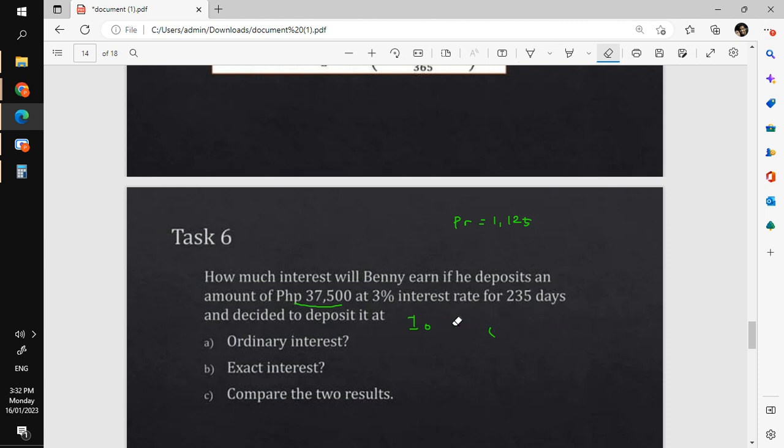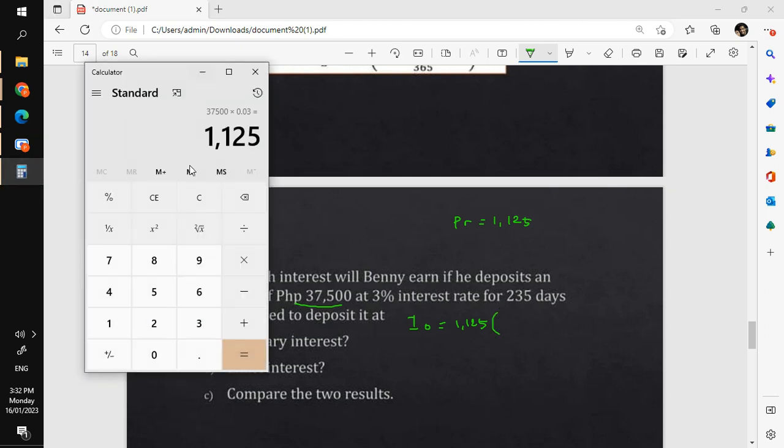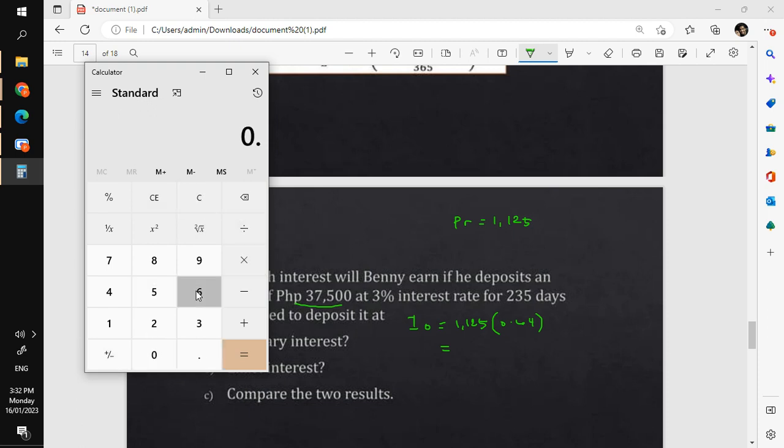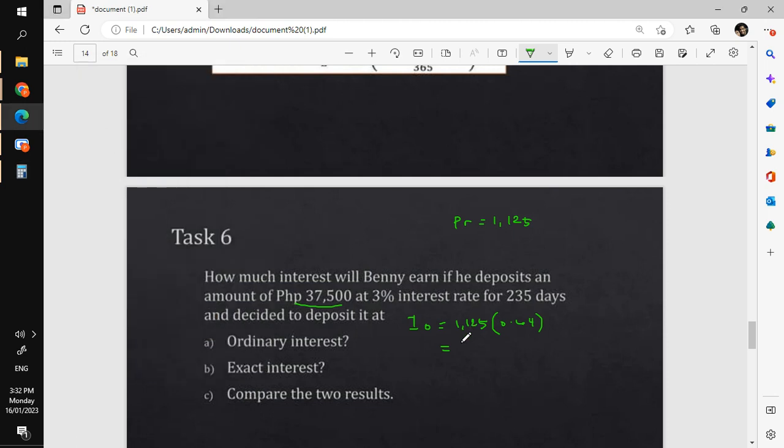So you already have the copy of the formula. Might as well erase this one and we'll go directly to the answer. This is 1,125 times 235 divided by 365, that gives us 0.64. We will stick to two digits after the decimal point. Now 0.64 times 1,125 leads us to 720. So 720 will be the interest if we use the ordinary interest formula.